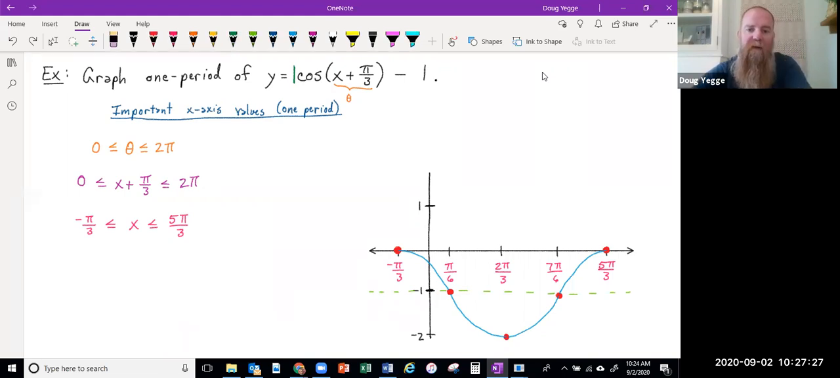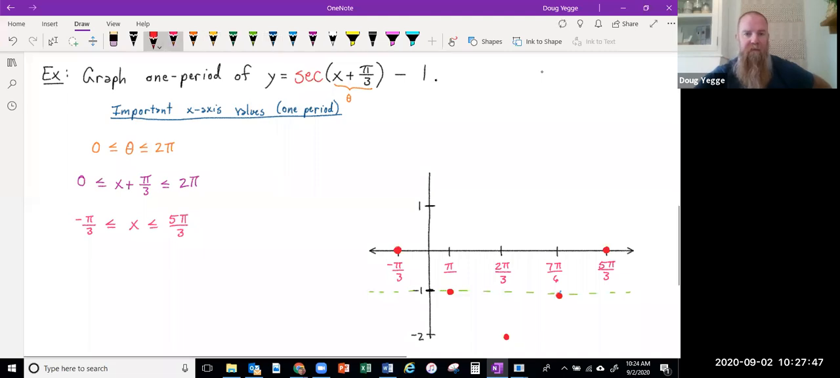But what we'd like to do at this point is delete the cosine. Let's say that we were now asked instead to graph secant of x plus pi over 3, minus 1. Turns out that we do it the exact same way. The only thing that's different is that we don't graph the cosine function.